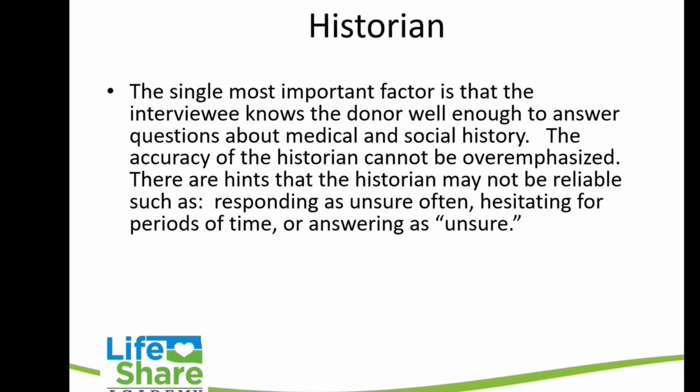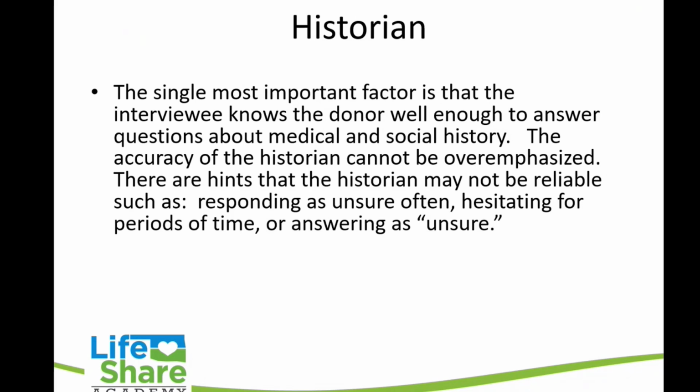Take a 25-year-old male, for example. The legal next of kin is the mother. While the mother might have the best details for his younger life, she might not know details about his adult social life. The roommate or the significant other might be better suited to answer some questions. There are hints that the historian may not be reliable, such as responding as unsure often or hesitating for periods of time. But be aware that multiple DRAs can be done on a single person, and we can always ask the legal next of kin if there's anybody else more knowledgeable to talk to.